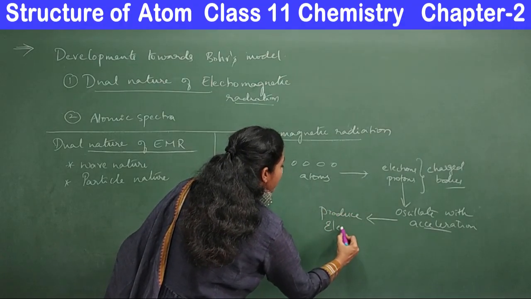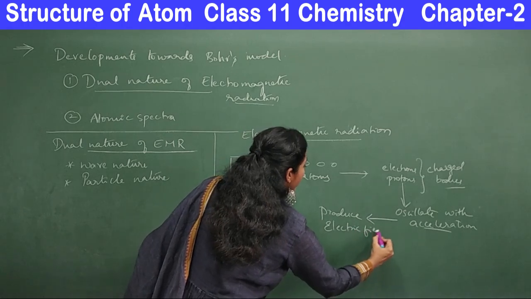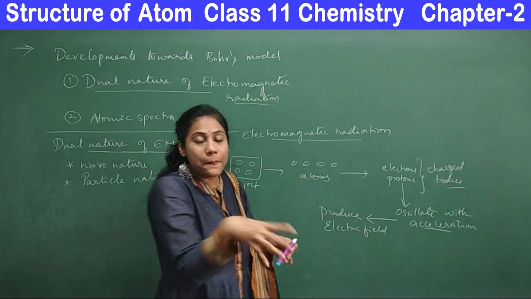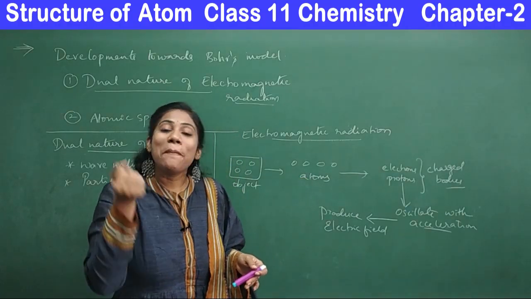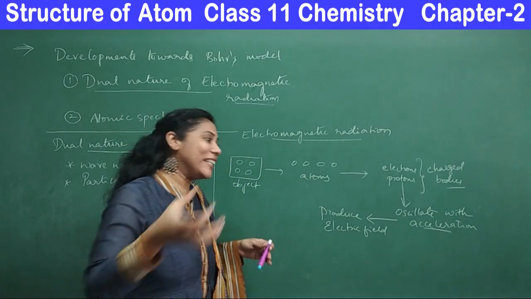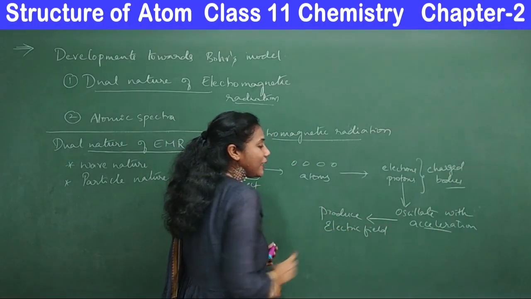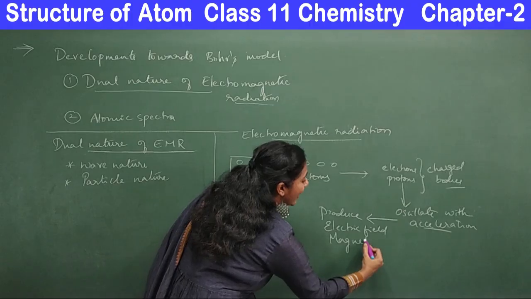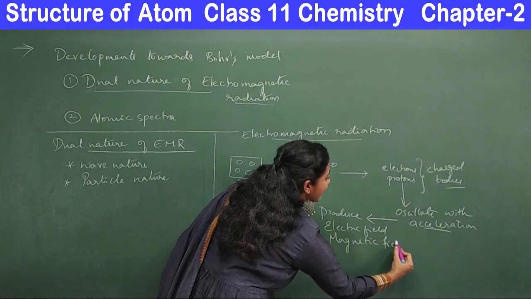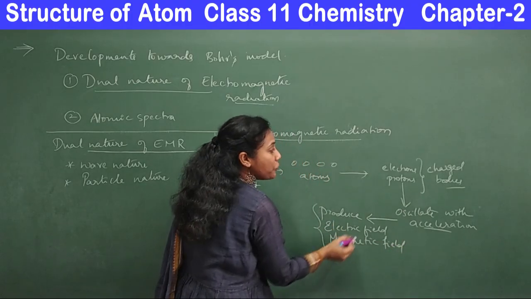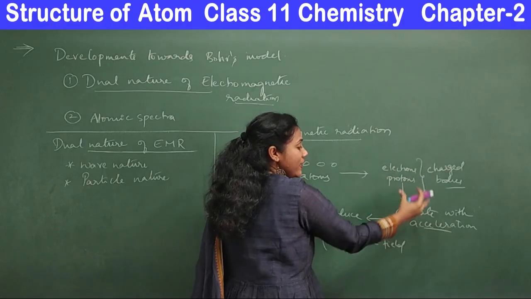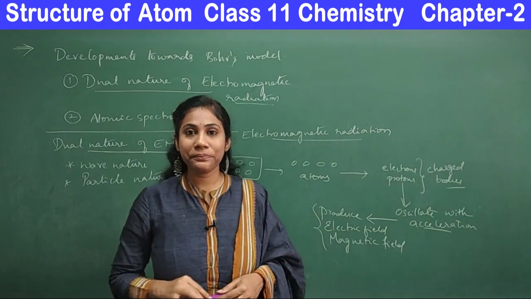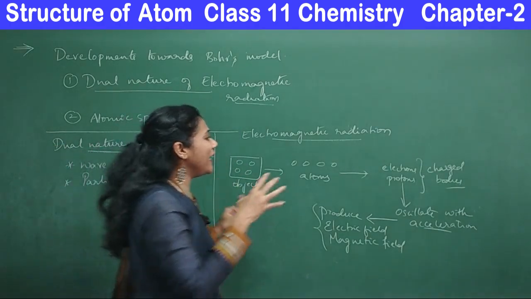Produce electric field, and wherever electric field is there, if that keeps on changing, there creates magnetic field also. Whenever you have a changing electric field, you will also observe magnetic field near to that. So that's how electric and magnetic fields are produced due to continuous movement of these charged particles with certain speed.